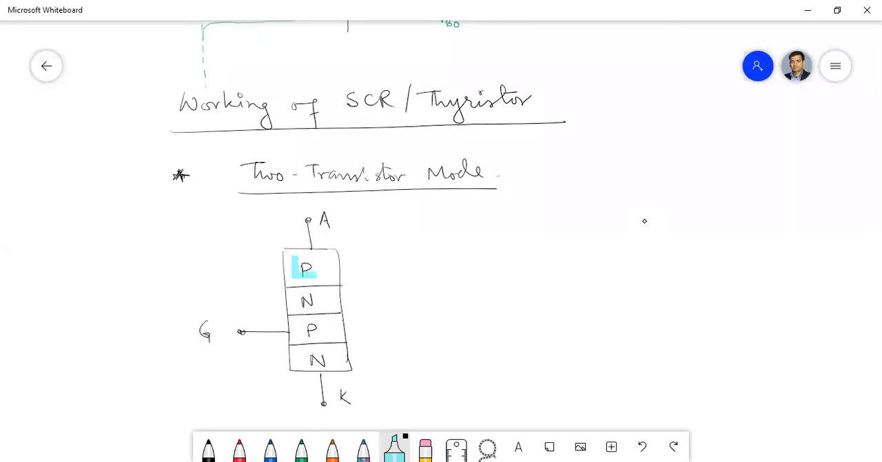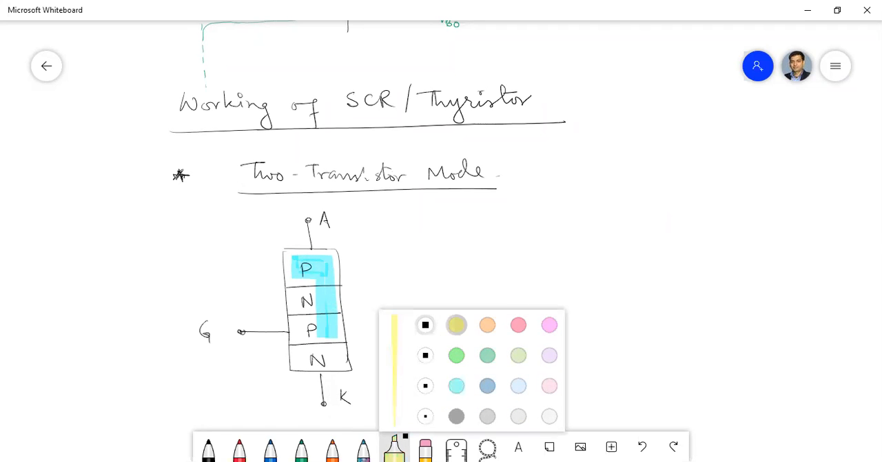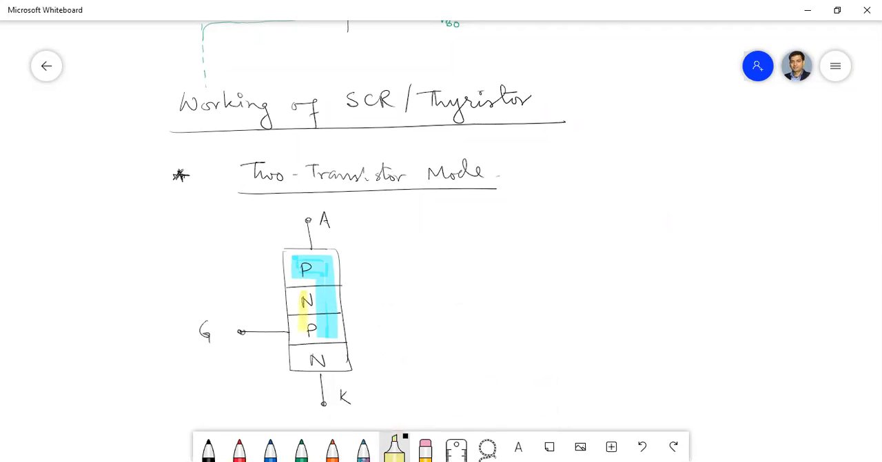Suppose this is the PNP transistor. And you also have another transistor, which is the NPN transistor. So that means you can see two transistors in this device. PNP and NPN transistor.